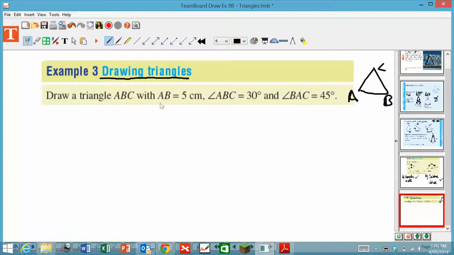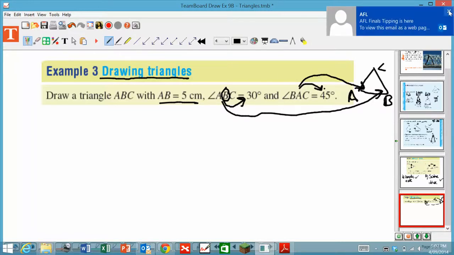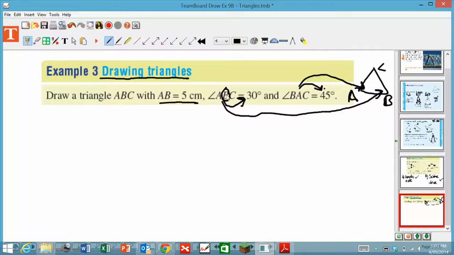My AB length is 5 centimeters. I've got an angle ABC of 30 degrees. Remember, this middle part tells me what the angle is, so the angle at B has to be 30 degrees. And angle BAC, this angle, has got to be 45 degrees. It's that middle letter that tells you which vertex that angle is going to be in.